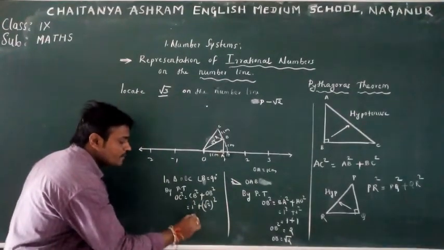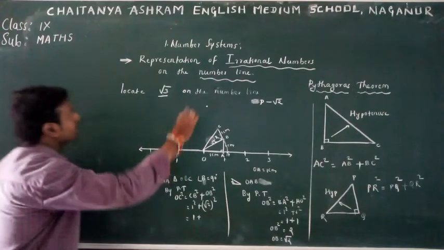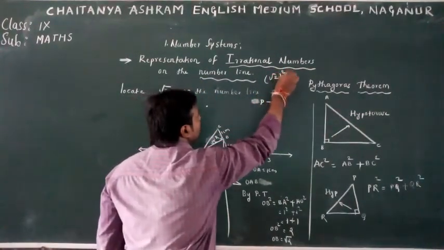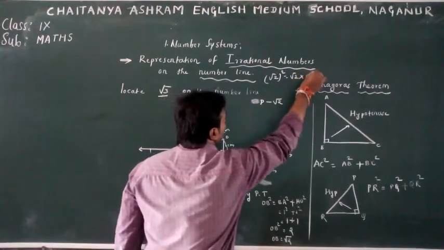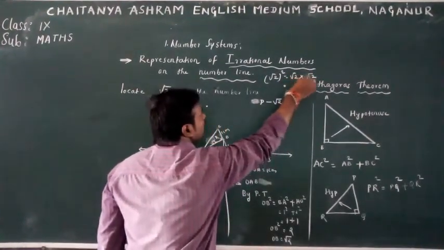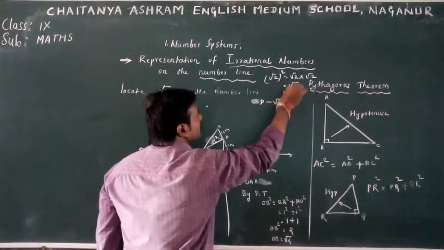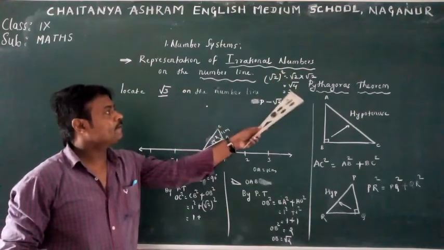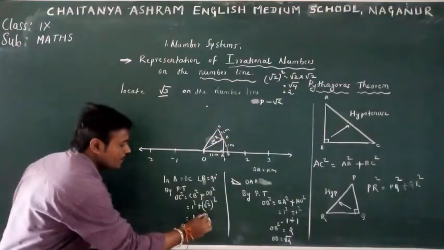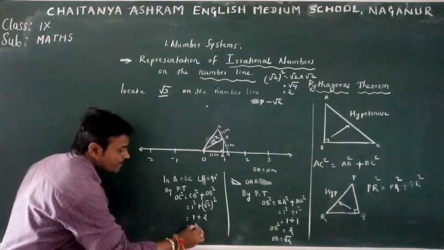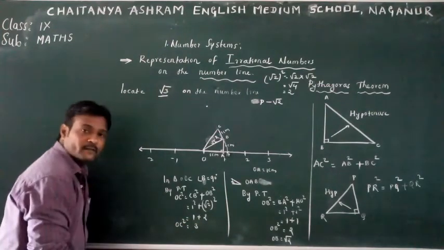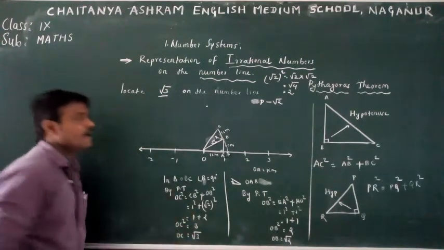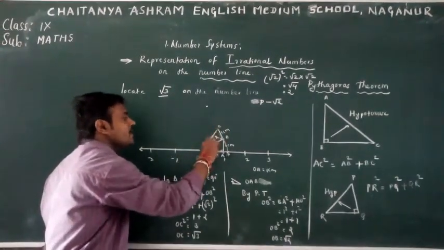So 1 square is 1. Root 2 squared: we can write root 2 into root 2, which is root 4, and the square root of 4 is 2. So the value of root 2 squared is 2. 1 plus 2 is 3. OC square is 3. Then OC is equal to root 3. Shift the square to the other side. So the length of OC is root 3.